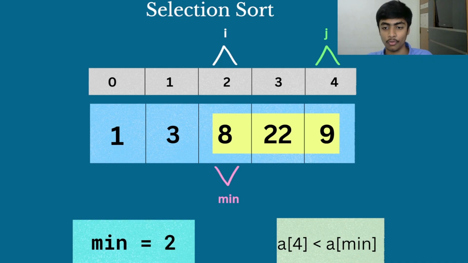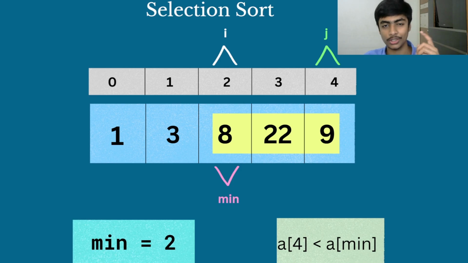Our j will increment to 4. And now we're going to check if a of 4 is lesser than a of min. This is also false. So we're not going to change the value of min. And we're done with this iteration as well. Since our j is set to the value after I, every time we iterate it, it gets a little shorter.